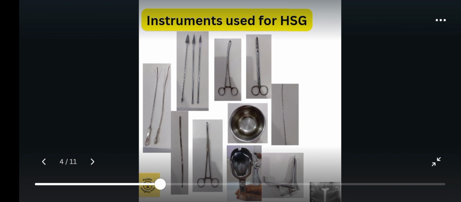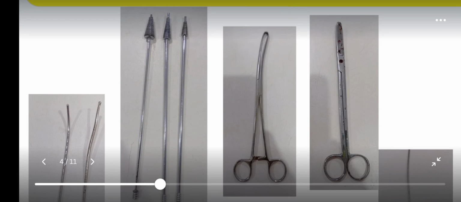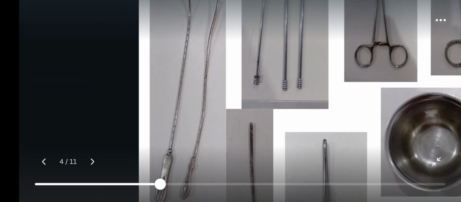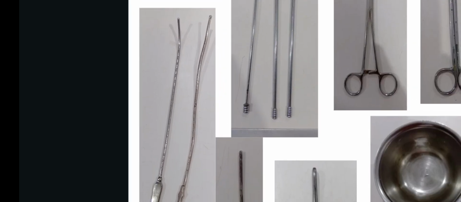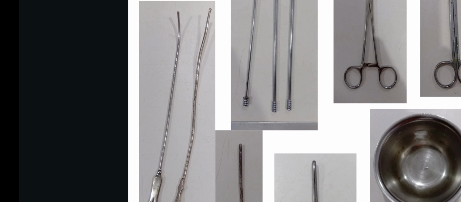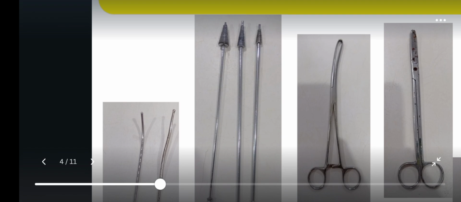Then there are some instruments we use for HSG. We have this, which is the sound. We use it to check the length of the cervix and also the direction of the uterus, that is the womb. This one here, there are cannulas of different sizes. We use them to introduce the dye inside the womb.